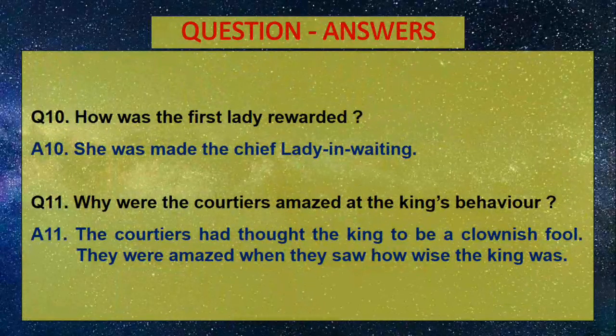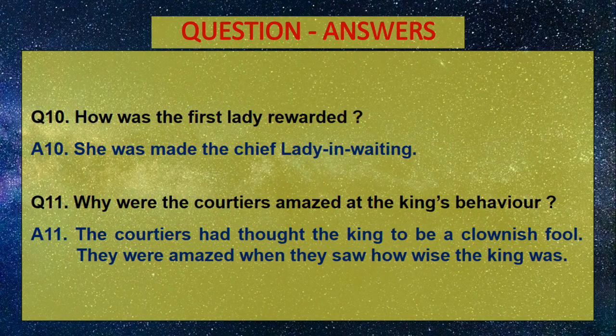Next question. How was the first lady rewarded? And its answer is, she was made the chief lady in waiting. Next, why were the courtiers amazed at the king's behavior? And its answer is, the courtiers had thought the king to be a clownish fool. They were amazed when they saw how wise the king was. Dear students, these are the answers of the questions. Hope all your answers are right and you also enjoyed this play. Truly speaking, I also enjoyed this play very much and I have learned a lot of things from it.